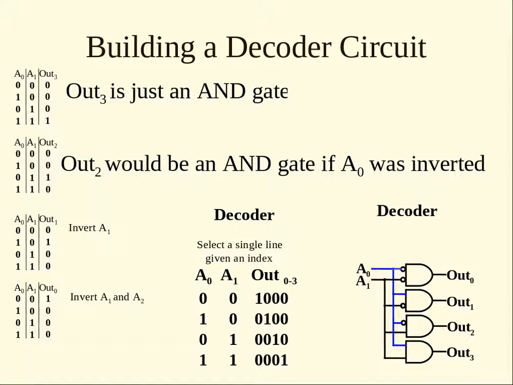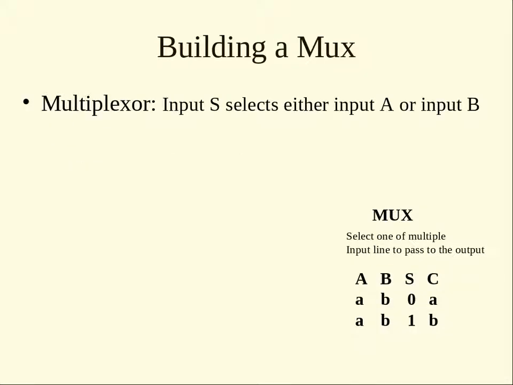All right. So, any questions on the decoder? Nope. All right. How about the mux? Input S selects either A or B. Oh, well, I guess I just give you the circuit.